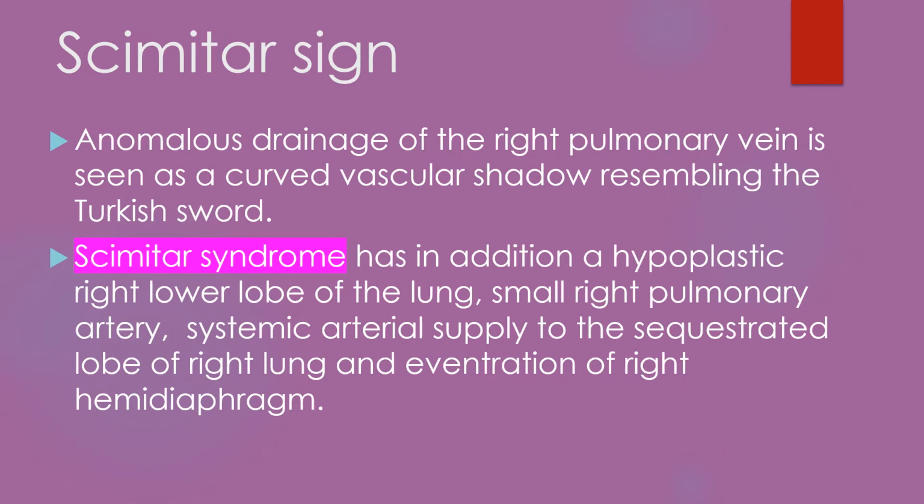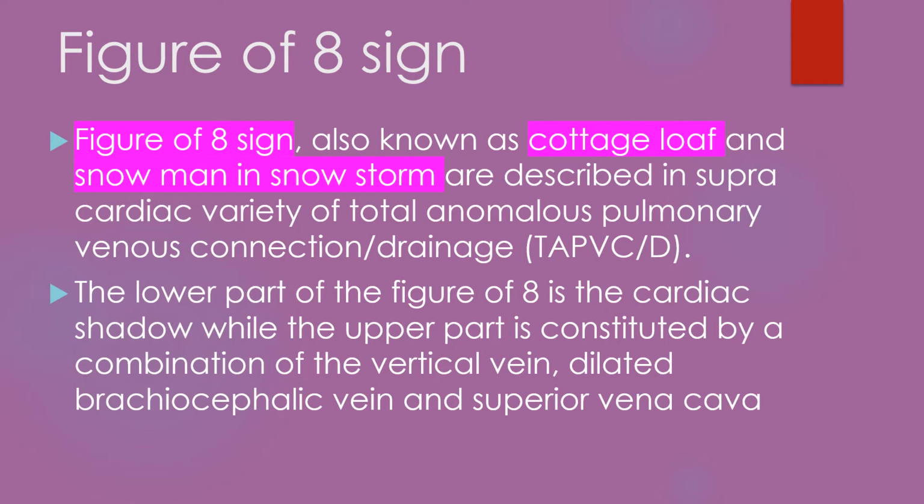Scimitar sign. Anomalous drainage of right pulmonary vein is seen as a curved vascular shadow resembling the Turkish sword, which is called scimitar. Scimitar syndrome has in addition a hypoplastic right lower lobe of the lung, a small right pulmonary artery, systemic arterial supply to the sequestrated lobe of right lung, and eventration of right hemidiaphragm.